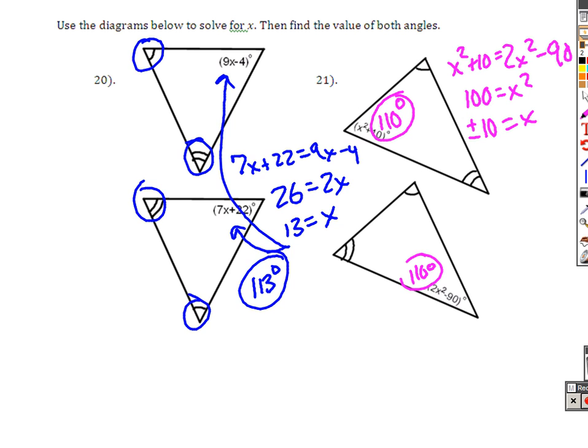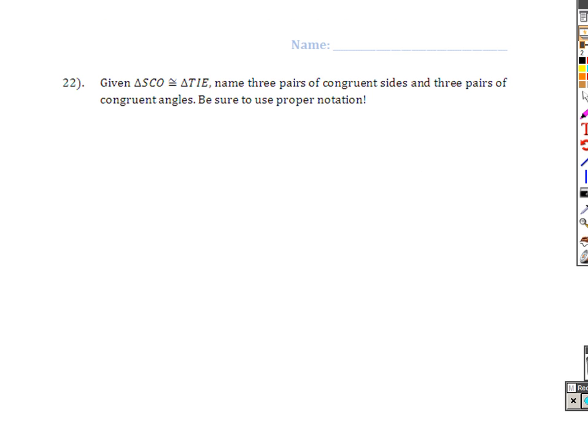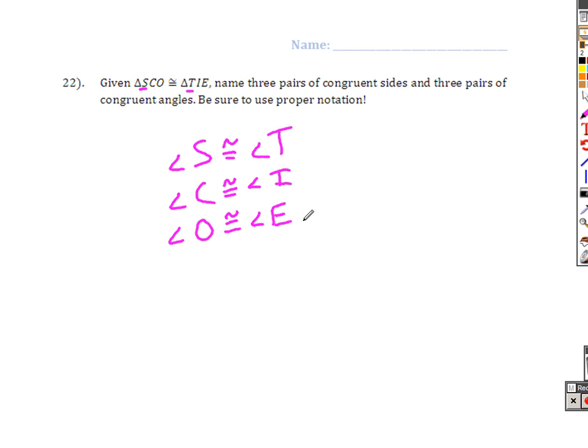Now we can move on to the back page. And the first one should be very easy. Name 3 pairs of congruent sides, 3 pairs of congruent angles. Well, just start by listing off the three angles that we have. Angle S, C, and O from the first one. S is first. We also have to put the T, which is first. They go together. The C goes with the I, and the O goes with the E.